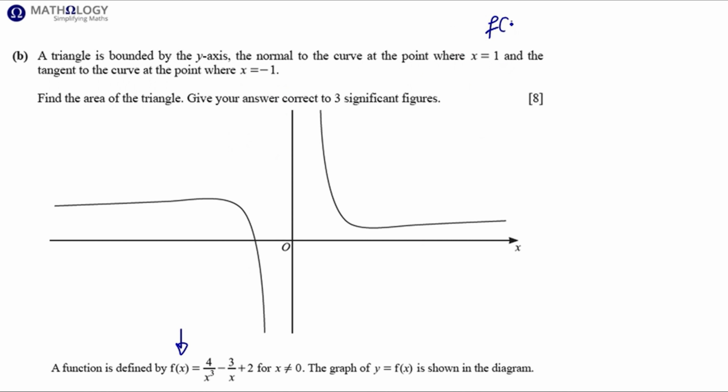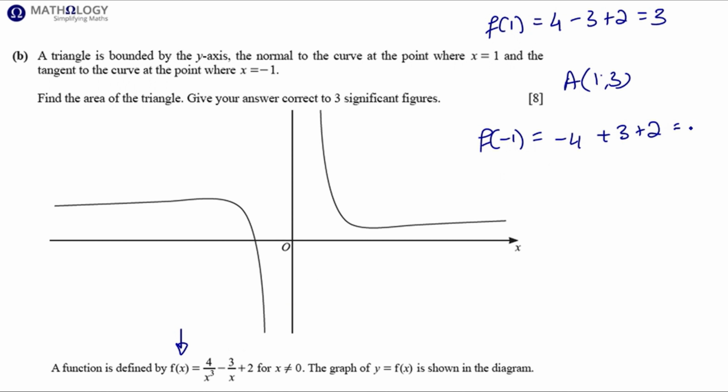So f of 1 will give us 4 over 1, which is 4, minus 3 over 1, which is 3, plus 2, which is going to be 3. So we have a point (1, 3) on the curve. We'll call that point A. And f of minus 1 will be 4 over minus 1 cubed, so that's minus 4, minus 3 over minus 1, so that'll be plus 3, plus 2, and that will give us 1. So we'll have the other point being B, (minus 1, 1). So we're just going to estimate where these points are.